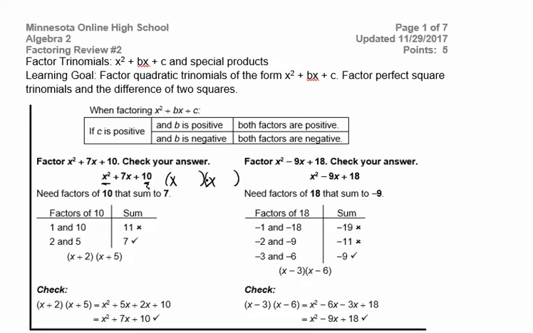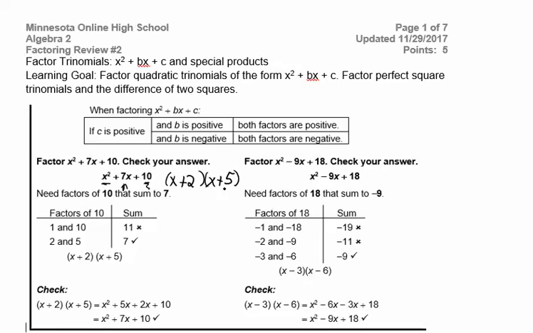I have to pick the factors of 10 that when I add those factors, I get the middle term of 7. So 1 times 10 is 10, but 1 plus 10 is 11, so that doesn't work. The other factors of 10 are 2 and 5. And when I add 2 plus 5, I get 7, which is the middle term, which means that I should use the 2 and the 5 as my factors. So now I factored this as x plus 2 times x plus 5.